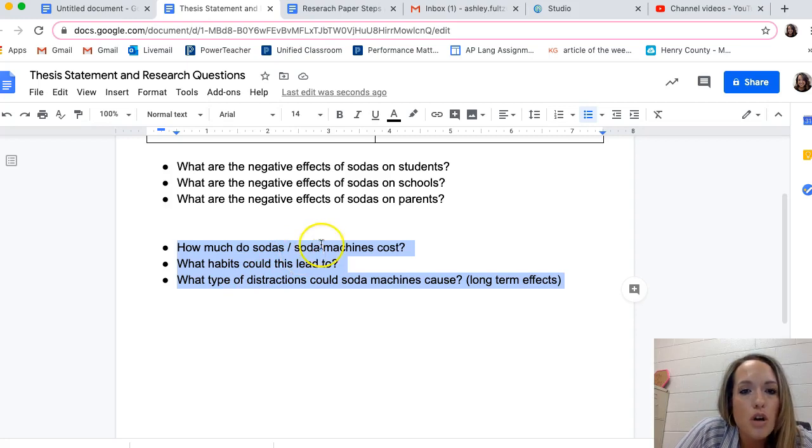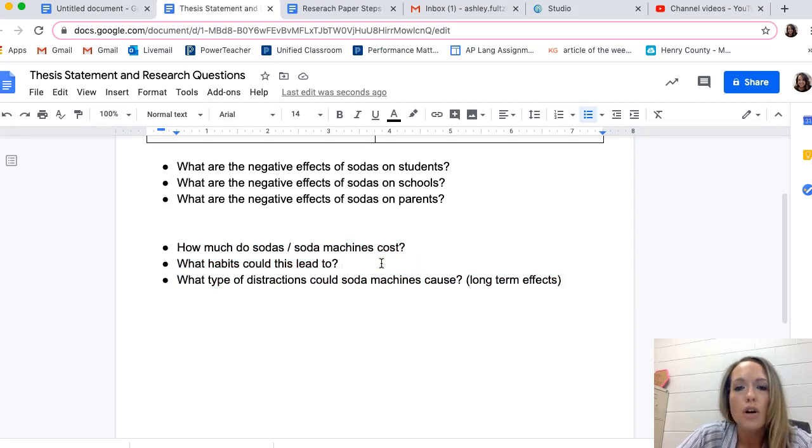So let's see, how much do soda machines cost, or sodas cost? What habits could these sodas lead to, and what type of distractions could soda machines cause? So in this case, these three seem to be in a pretty good order to me. You could, again, move them based on perception and importance. But just for now, I'm probably going to leave these questions in the order that they are, and that was just completely random that they happen to be in this order.